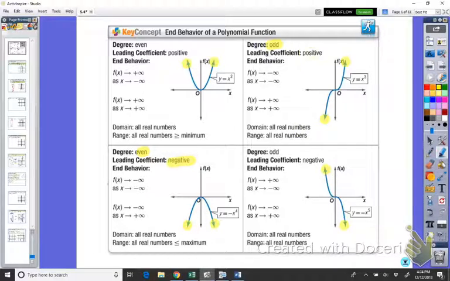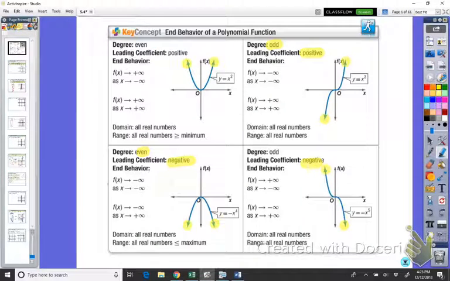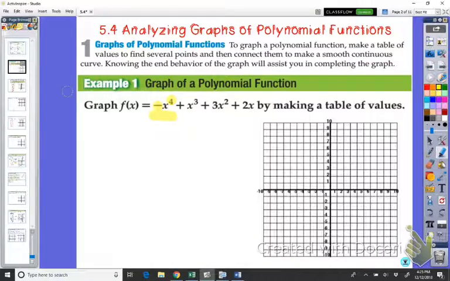So an odd function with a positive a value in front will be in quadrants 1 and 3, and an odd function with a negative coefficient in the front will be in quadrants 2 and 4. So we are going to graph this function. Looking at this leading term, it is a degree 4, which means it is an even function, and it's negative, which means it faces downwards. So you're going to have arrows pointing down in both directions.